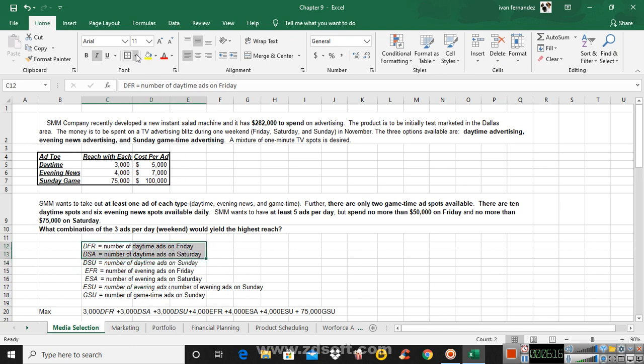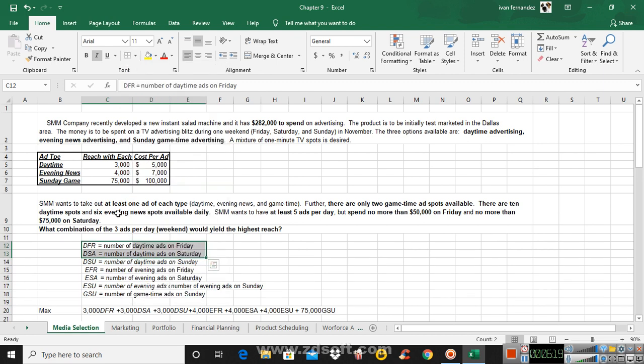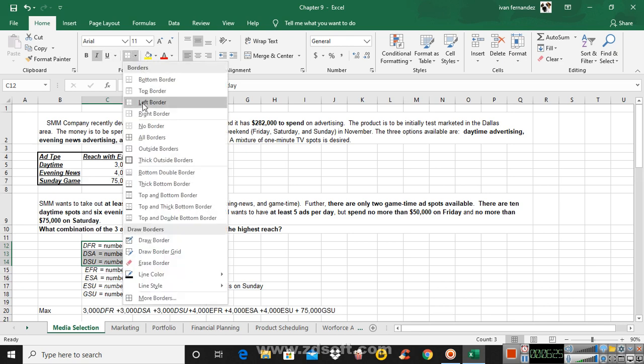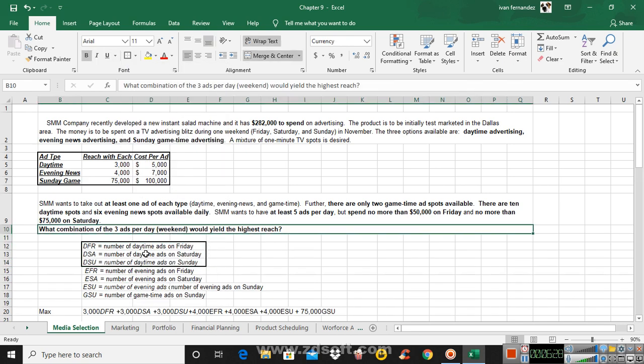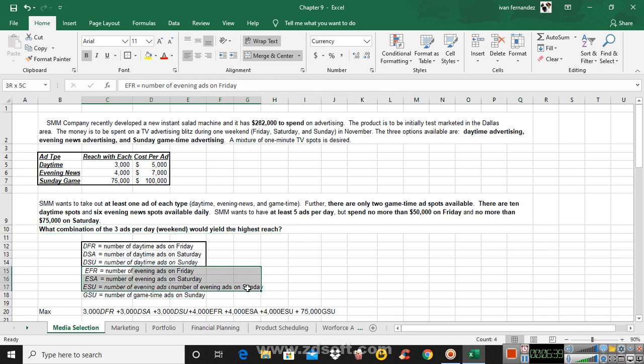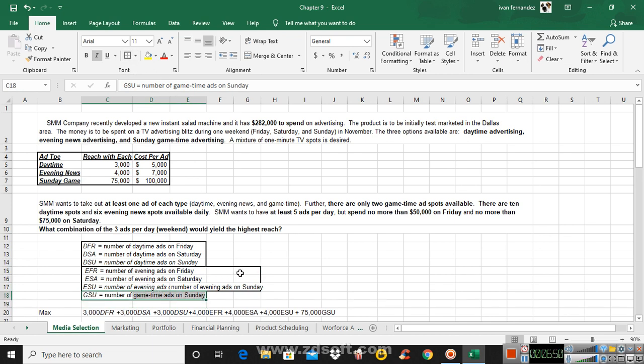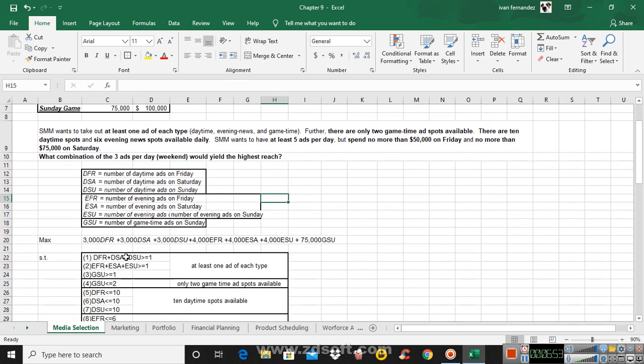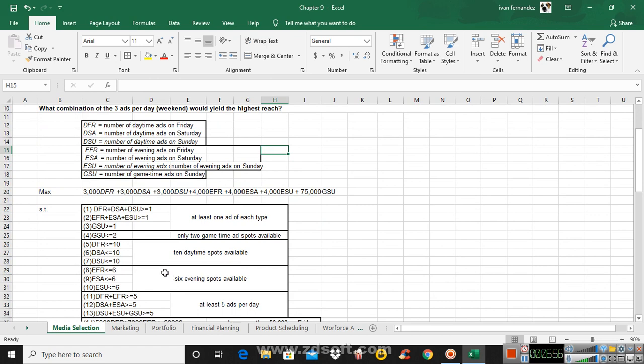These are your daytime ads on Friday, Saturday, and Sunday. I'm going to call them DFR for daytime Friday, daytime Saturday, daytime Sunday. And here we have the evening Friday, evening Saturday, evening Sunday. And then here I have the Sunday game time ad by itself. So these are my unknowns. Now I'm ready to start writing the objective.